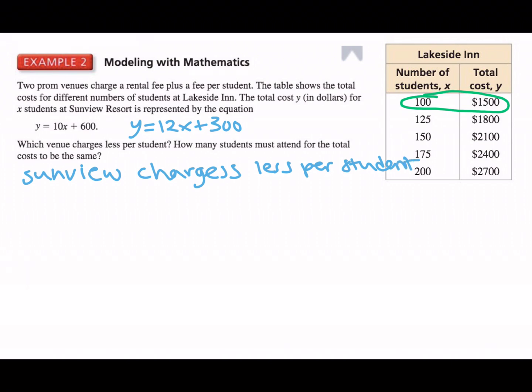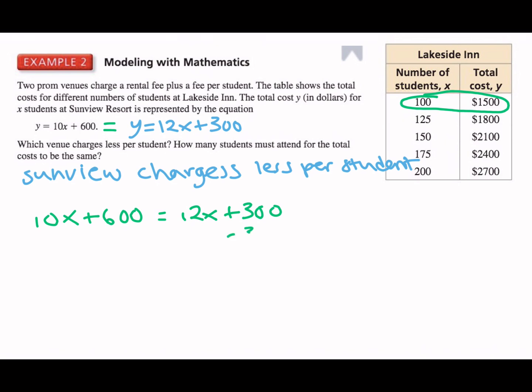Okay. Second question we have to answer is how many students must attend for the cost to be the same? So we want to figure out when do these two venues equal the same price. So I'm going to set both equations equal to one another. So 10x plus 600 equals 12x plus 300. And now I'm solving for x.